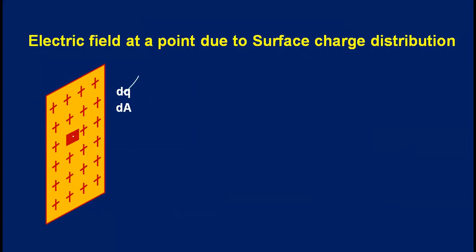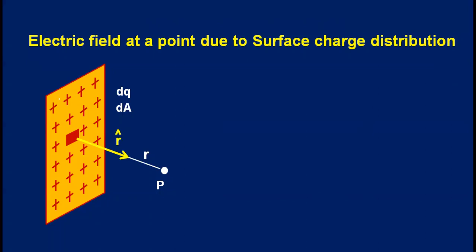So let me consider a small portion of the sheet where dq coulomb of charges are concentrated over the area dA. Okay. Now let me choose a reference point P, which is at a distance of r from the charge element. Let r cap be the unit vector directed from the charge element to the reference point. So here the charge element is going to act as a discrete charge or a point charge.